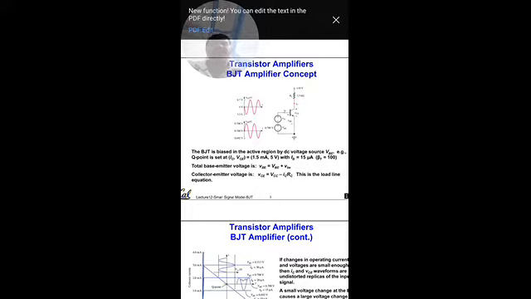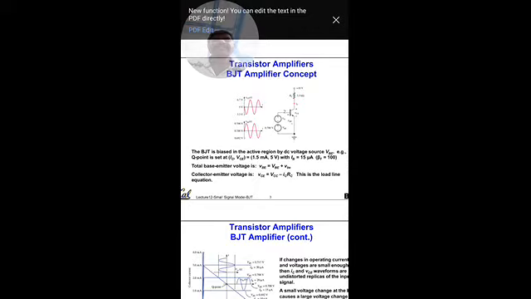In the previous class we have studied the H parameter model for 3 transistor configurations: CE, CB and CC. In today's class we are going to solve some problems on the transistor H parameter model that we have studied in the last class.